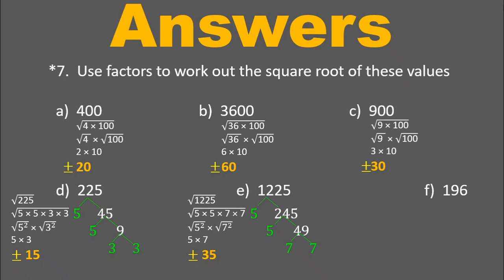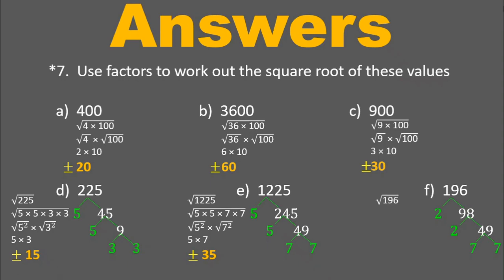196, I know it can divide by 2 because it's an even number, and that would be 98. Let me try that again. I can divide that by 2 as well because it's still an even number, and that would give me 49. This is looking familiar now. 49 is a square number. 49 can divide by 7, and the other factor would be 7. So do you know what the square root of 196 is already? I hope that you're thinking there's 2 2's there, there's 2 7's there.